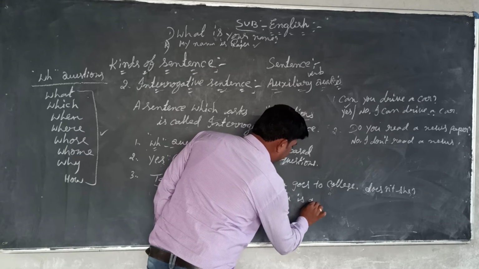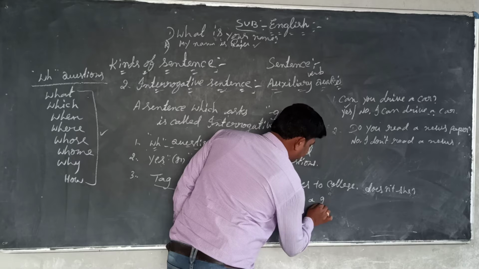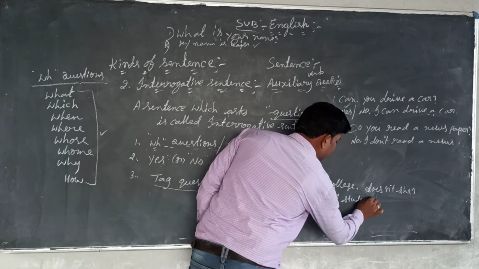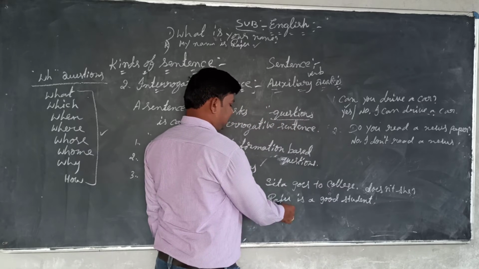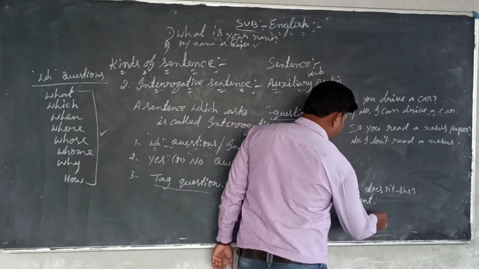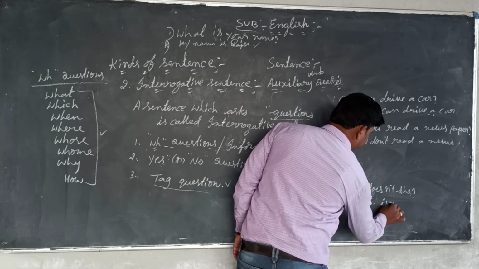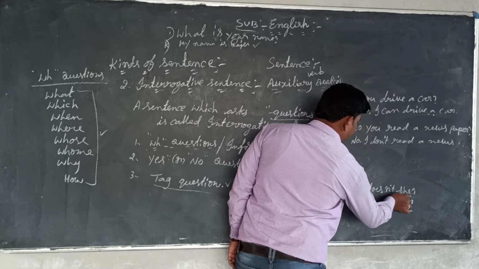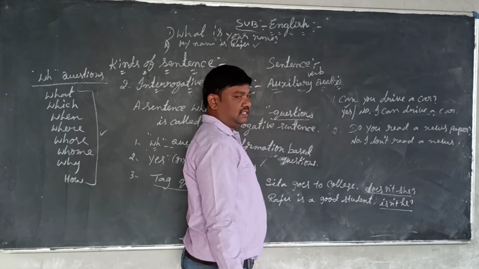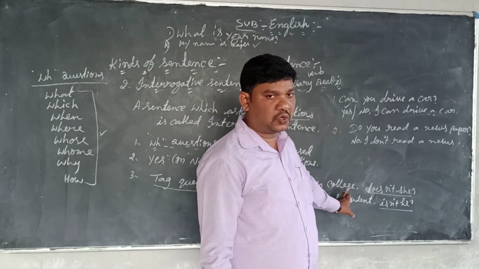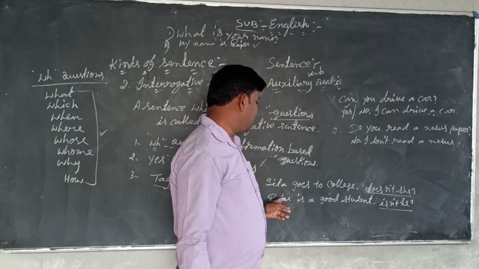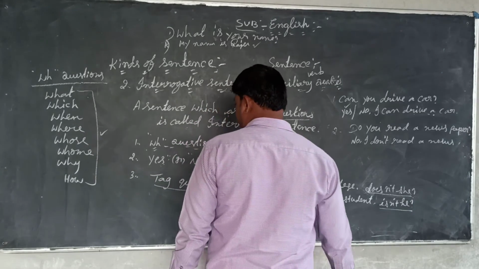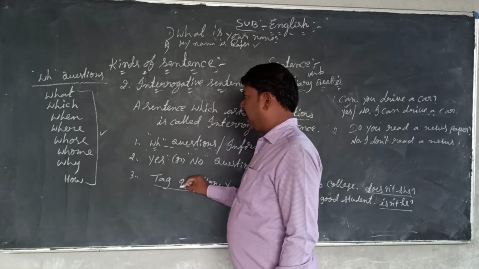Razu is a good student. For this, the question tag is the confirmation. Razu is a good student, isn't he? Isn't he? So this is what we call a question tag. What is the work of those question tags? Those question tags are confirmation of those sentences. Okay.